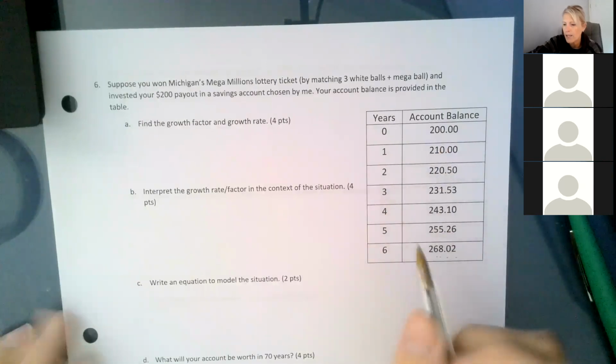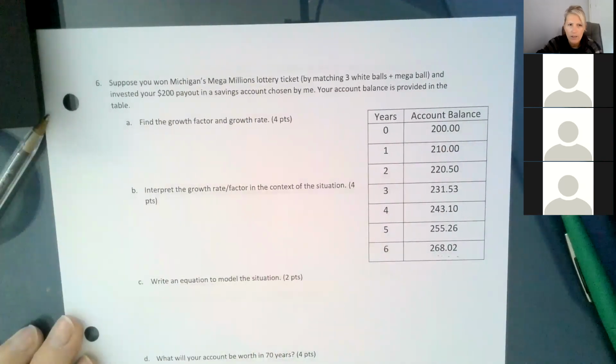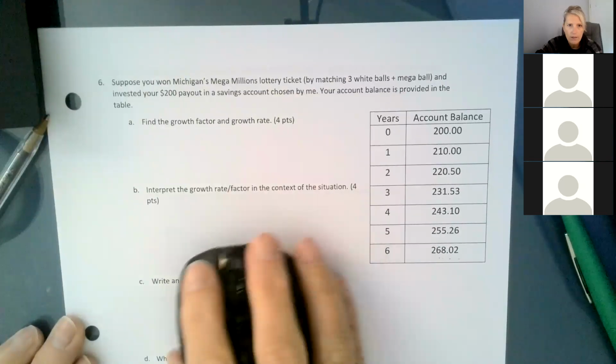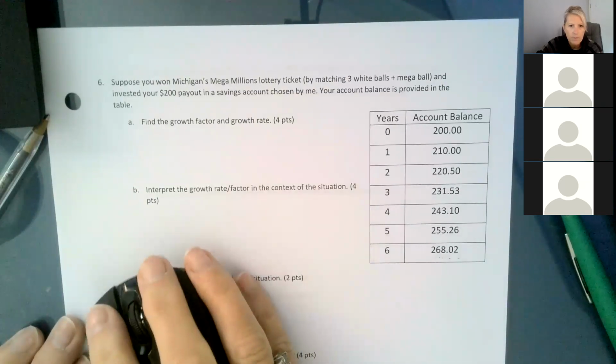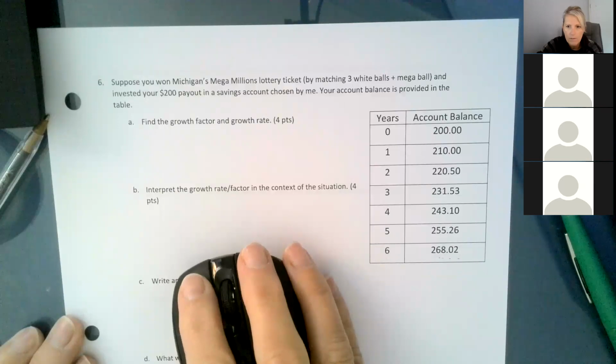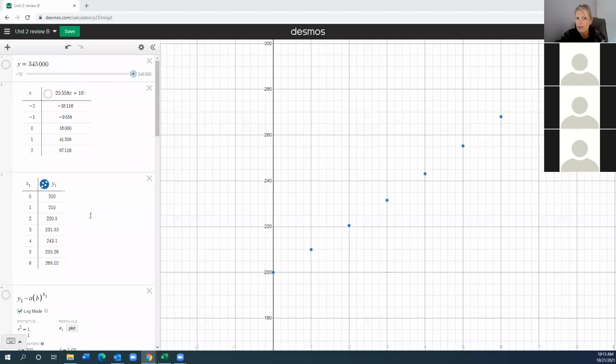So you could do this one by hand, but it's good to know how to do this in Desmos. So let's just go there. And you can see I already have my data. And once you type in your data and hit the magnifying glass, then this is probably what your scaling will look like. Looks very linear, but they're asking for a growth factor. So we're going to assume it's exponential.